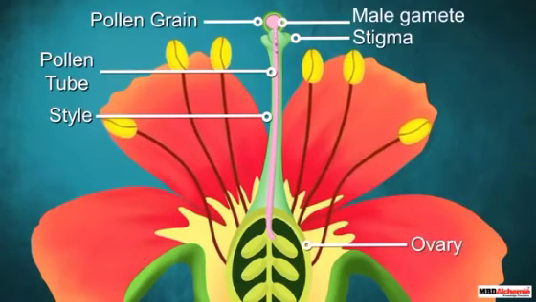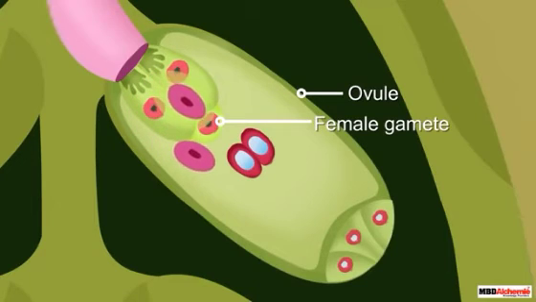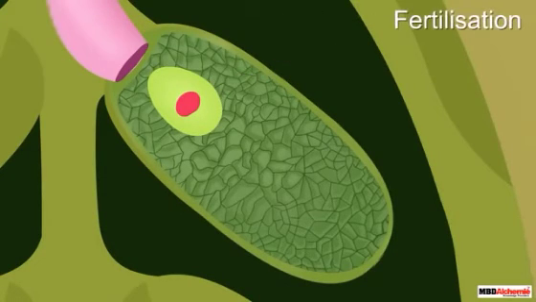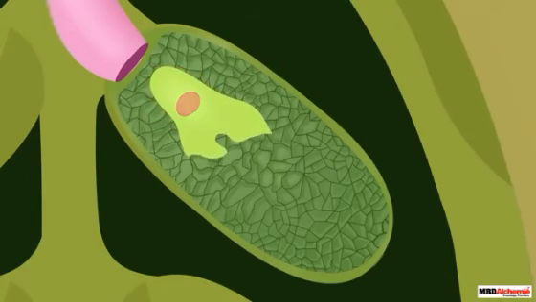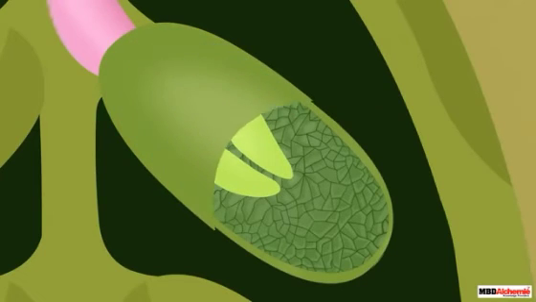The male gamete from the pollen travels in this tube and reaches the female gamete present in the ovule of the ovary. After that, the male and the female gamete fuse together to form the zygote. This process of fusion of male and female gametes is called fertilization. The zygote formed after the fertilization then divides several times to form an embryo inside the ovule. The ovule develops a tough coat and changes to a seed.